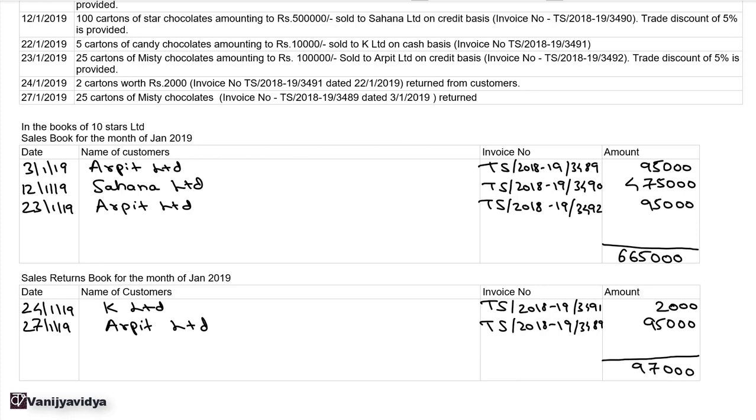Now let us post this entry in the sales account and sales returns account as on 31st Jan 2019. The entries will be posted in the individual customers' accounts on day-to-day basis, and similarly for returns. In case of sales account and sales returns account, the entry will be posted at the end of the month with these periodical totals. Now let's go to the sales account and post this entry.